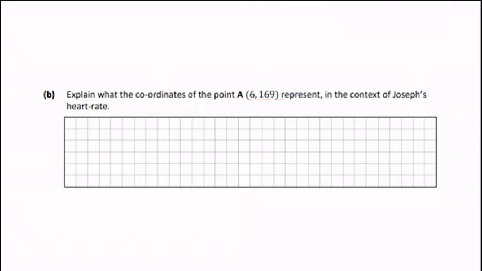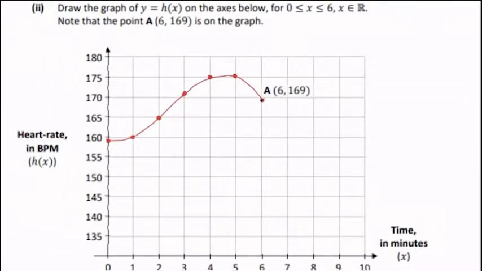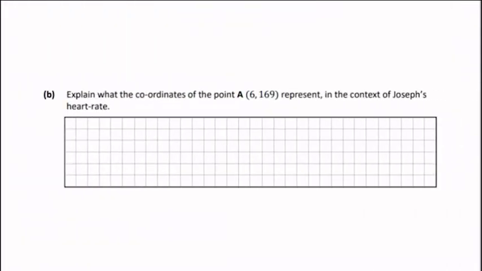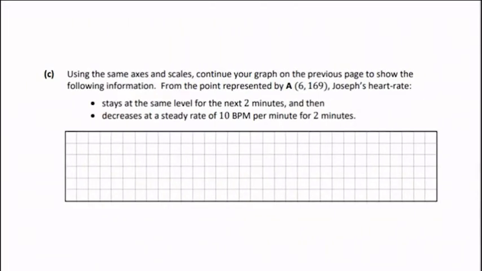Okay, so what do the coordinates (6, 169) represent? If we go back here, we can see that after the peak there's actually a drop. So that's all you need to do really. It's the first drop from the max. Okay, and we can see that on the graph.